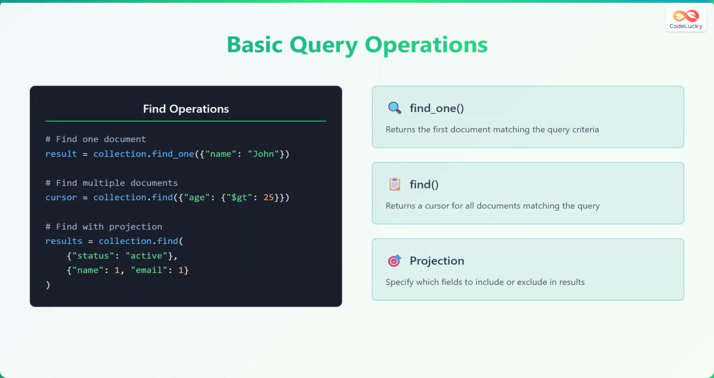Let's explore some fundamental query operations. The find_one method retrieves the first document that matches your query criteria. For example, you can find the first document where the name is John. The find method returns a cursor, which allows you to iterate through all documents that match your query. For example, you can find all documents where the age is greater than 25. You can also use projection to specify which fields to include or exclude from your results. For instance, you can find all active users but only return their names and email addresses. This is done using find with name set to 1 and email set to 1.